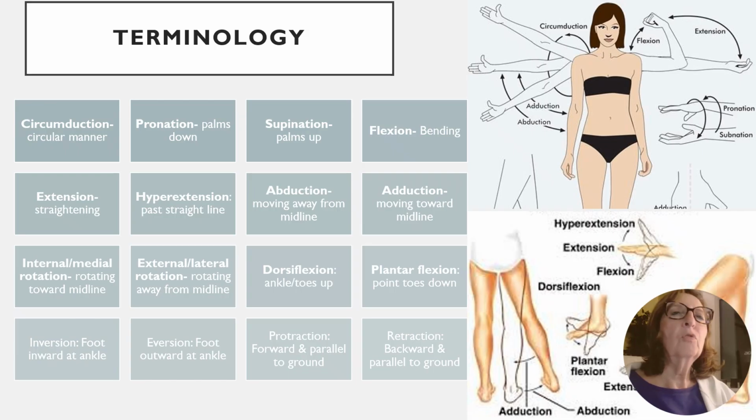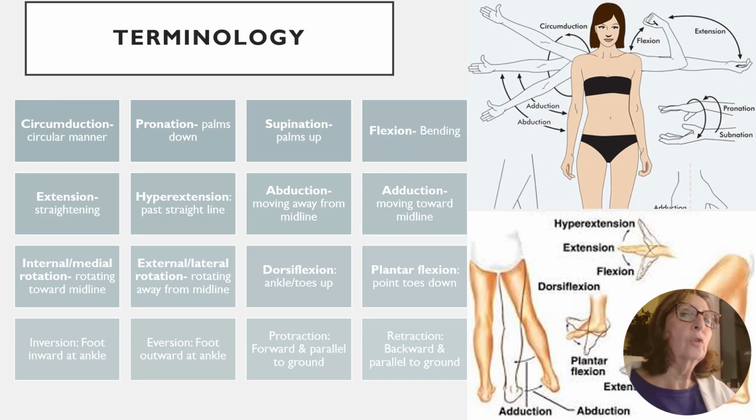Sometimes you're going to see this. They might say a patient or a person is double jointed. Abduction, you're moving away from the midline of the body. Adduction, you are moving toward the midline of the body. If you have your internal or medial rotation, you are rotating toward the midline, whereas your external or lateral rotation, you're rotating away from the midline.